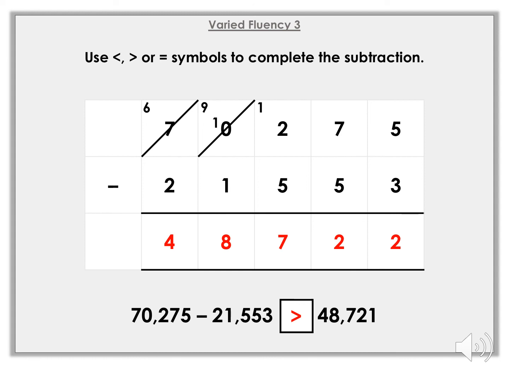So my answer is 48,722. So is that sum less than, greater than, or equal to 48,721? Well, it is 48,722, so that is greater than. So I need to make sure my greater than symbol faces towards the sum. The crocodile eats the bigger side. I know we get wrong for saying that, but that helps me to remember.